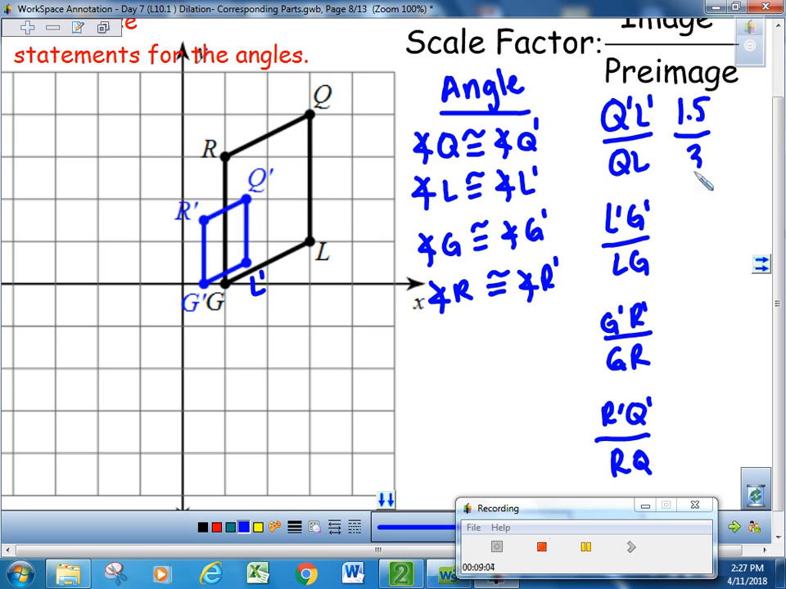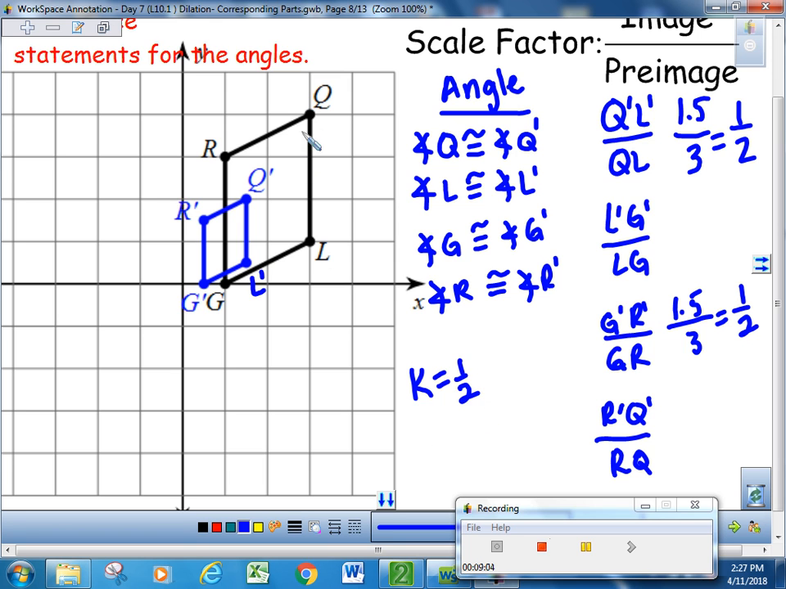1.5 over 3 is 1/2. And then this one, GR. GR prime is 1.5. And GR, 1, 2, 3. Again, this is 1/2. You can say my K equals 1/2. What does that mean? What does this scale factor mean?